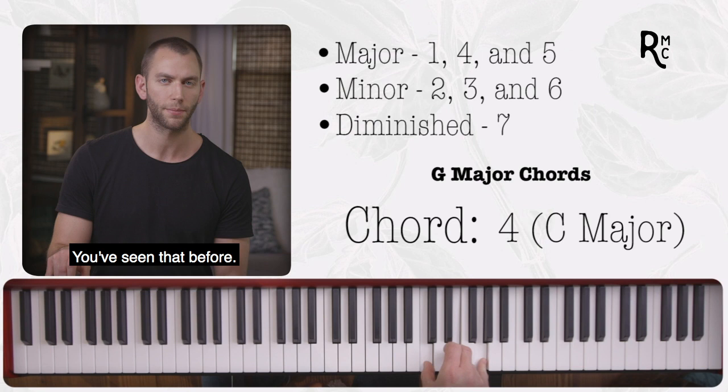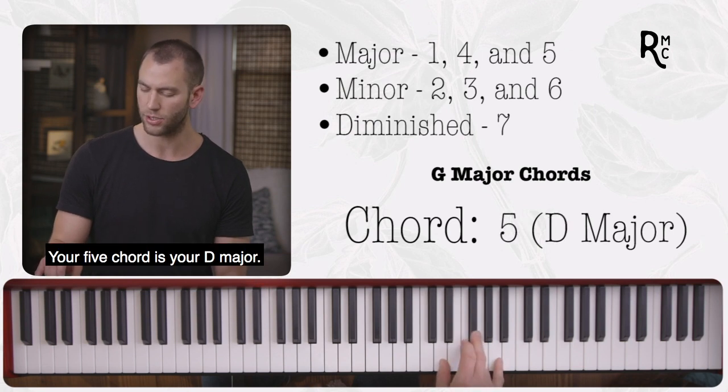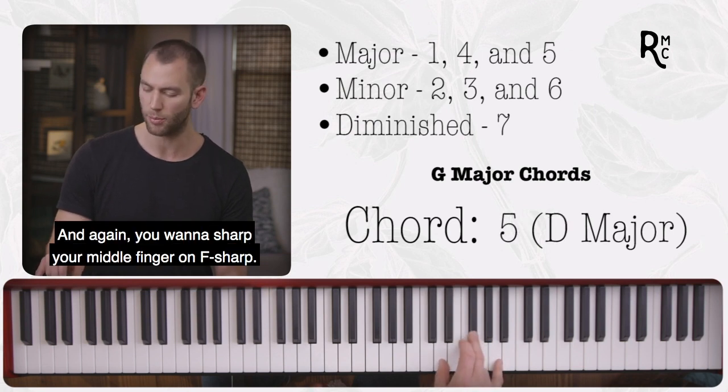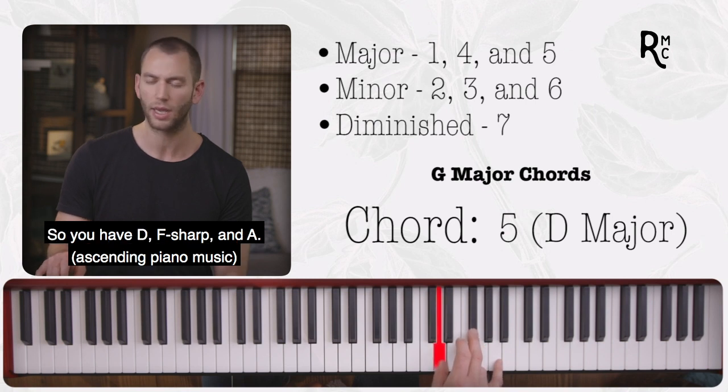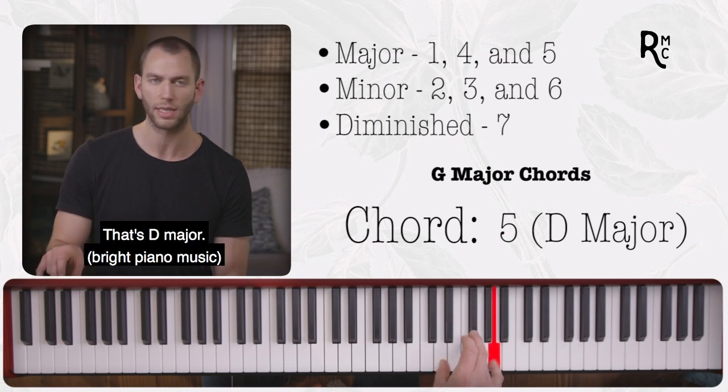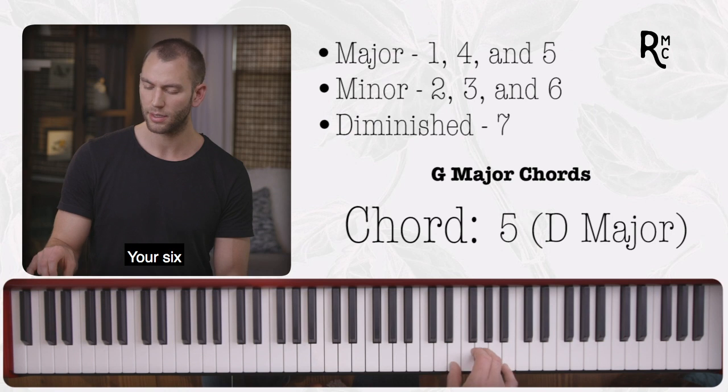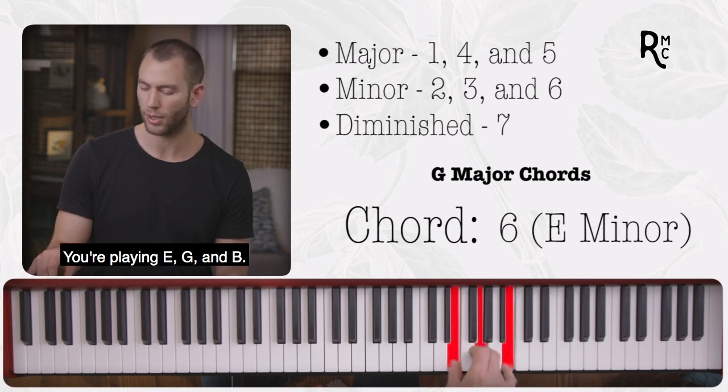You've seen that before. Your 5 chord is your D major, and again, you want to sharp your middle finger on F sharp, so you have D, F sharp, and A. That's D major. Your 6 is your E minor chord. You're playing E, G, and B.